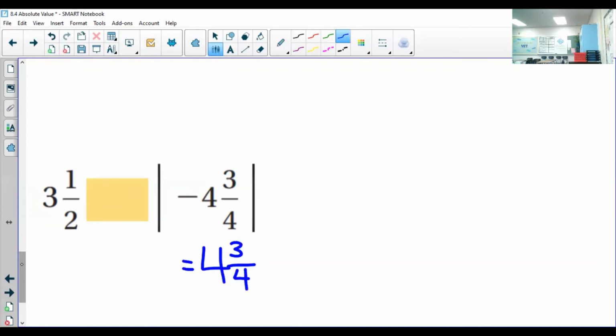Now, you might notice that they have different denominators here, which we do talk about. So you could try and change them around, but honestly, you don't need to because look, we have a whole number of 3 and a whole number of 4. So which one's bigger? The 4. Doesn't really matter what the fraction is, right?